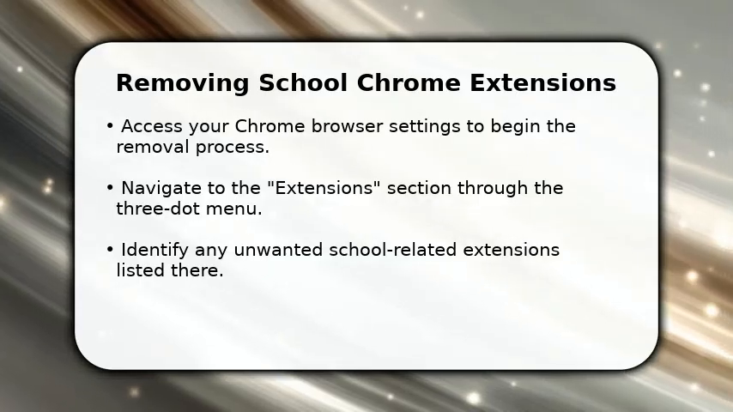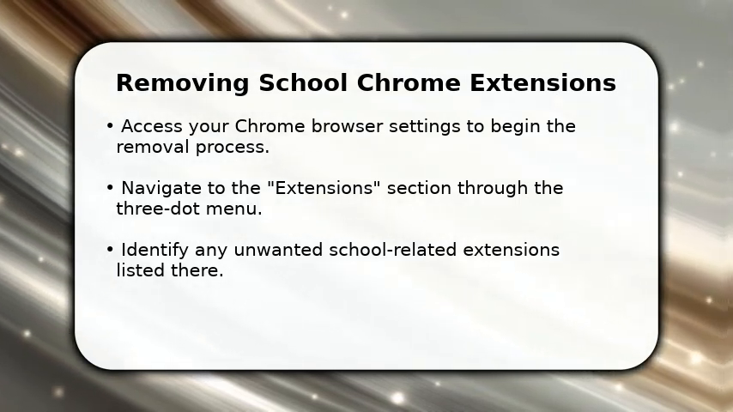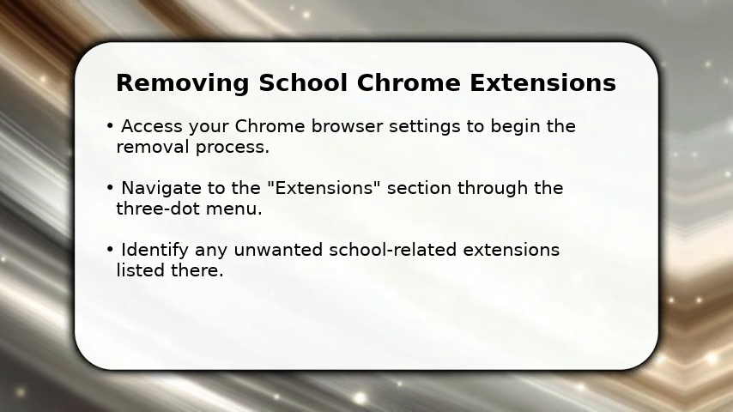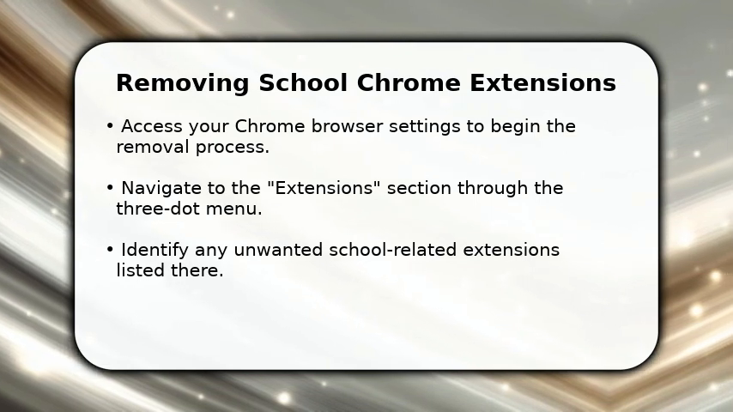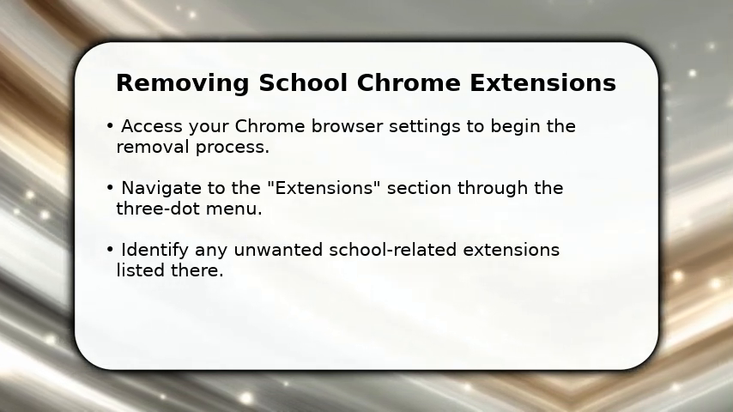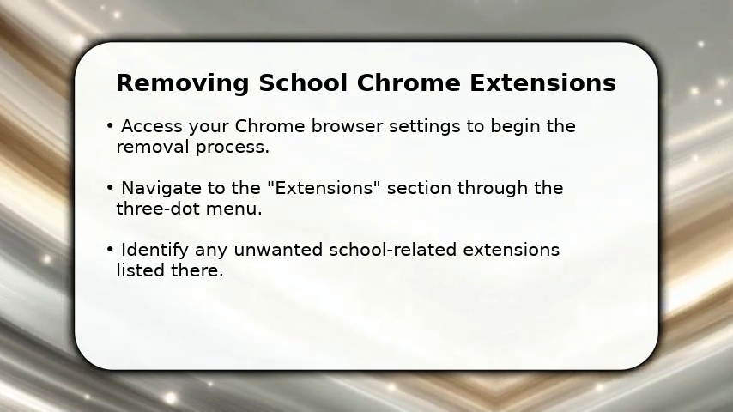In this video, I will explain how to remove school extensions from Chrome. First, open your Chrome browser and locate the three-dot menu in the top right corner. Click on it, then select More Tools, and finally, Extensions. This will take you to a page where all your installed extensions are listed.